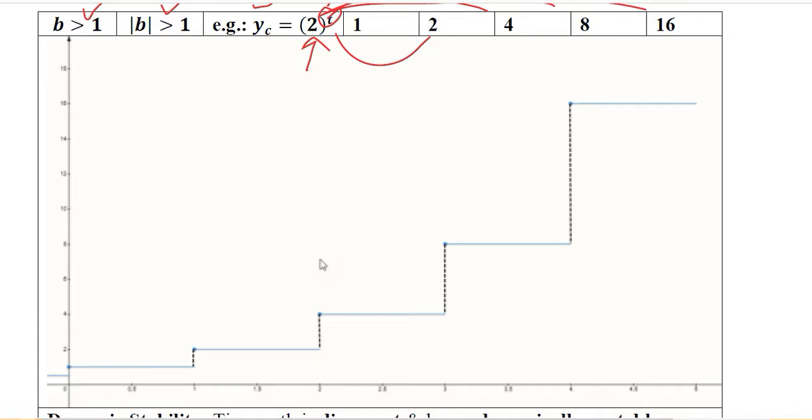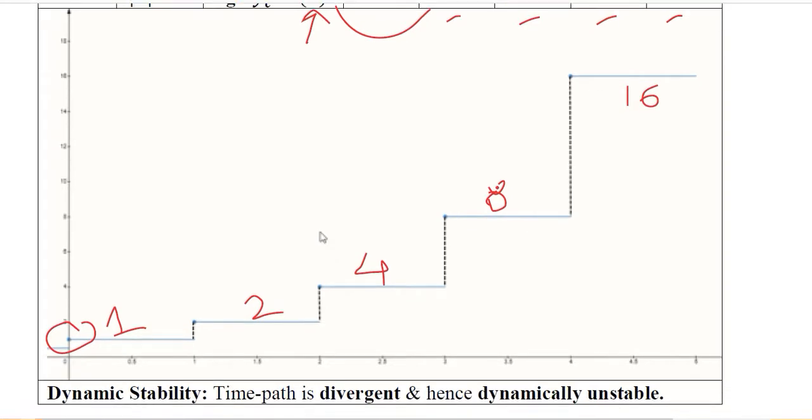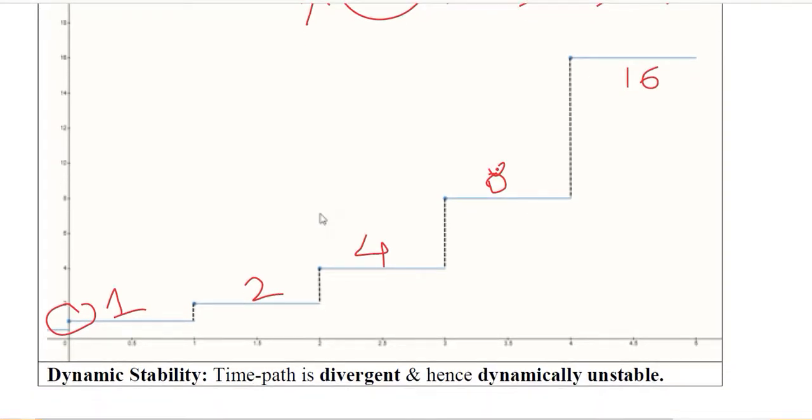And we are plotting b exponent t here, and you can see the graph will be a discrete graph. In this discrete graph, the value starts from 1, it goes to 2, 4, 8, 16. So this is 1, this is 2, this is 4, this is 8, and this is 16. So this is how the graph will look.